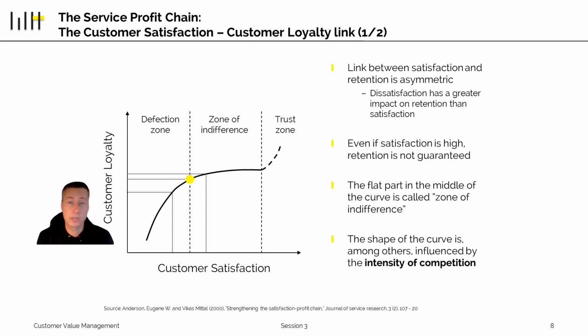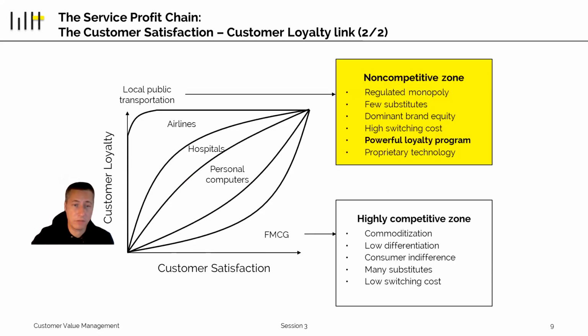And on top, this curve looks different for every single industry because it depends on competitive intensity. If you are in a non-competitive zone, a monopoly, let's say, or a market with very few substitutes, let's take an airline or a local train service, or even the metro system in Paris, for example. And if you have no choices, because there's either a regulated monopoly or simply out of competition, there are few substitutes, you will be loyal no matter what, because you have nothing else to choose from.